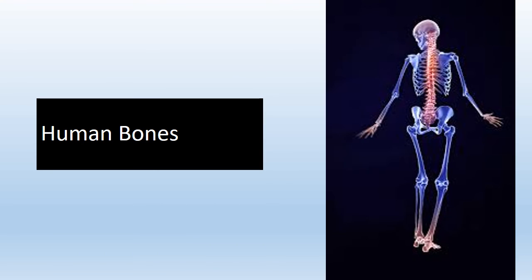Let's move towards the human bones. As you can see, bones are hard, very hard, and especially the skull is very hard, and they are made up of connective tissues. Yes, they are made up of connective tissues. Bones perform three important functions in the human body. They give support to the soft parts of the body. Without bones, the human would become a heap.